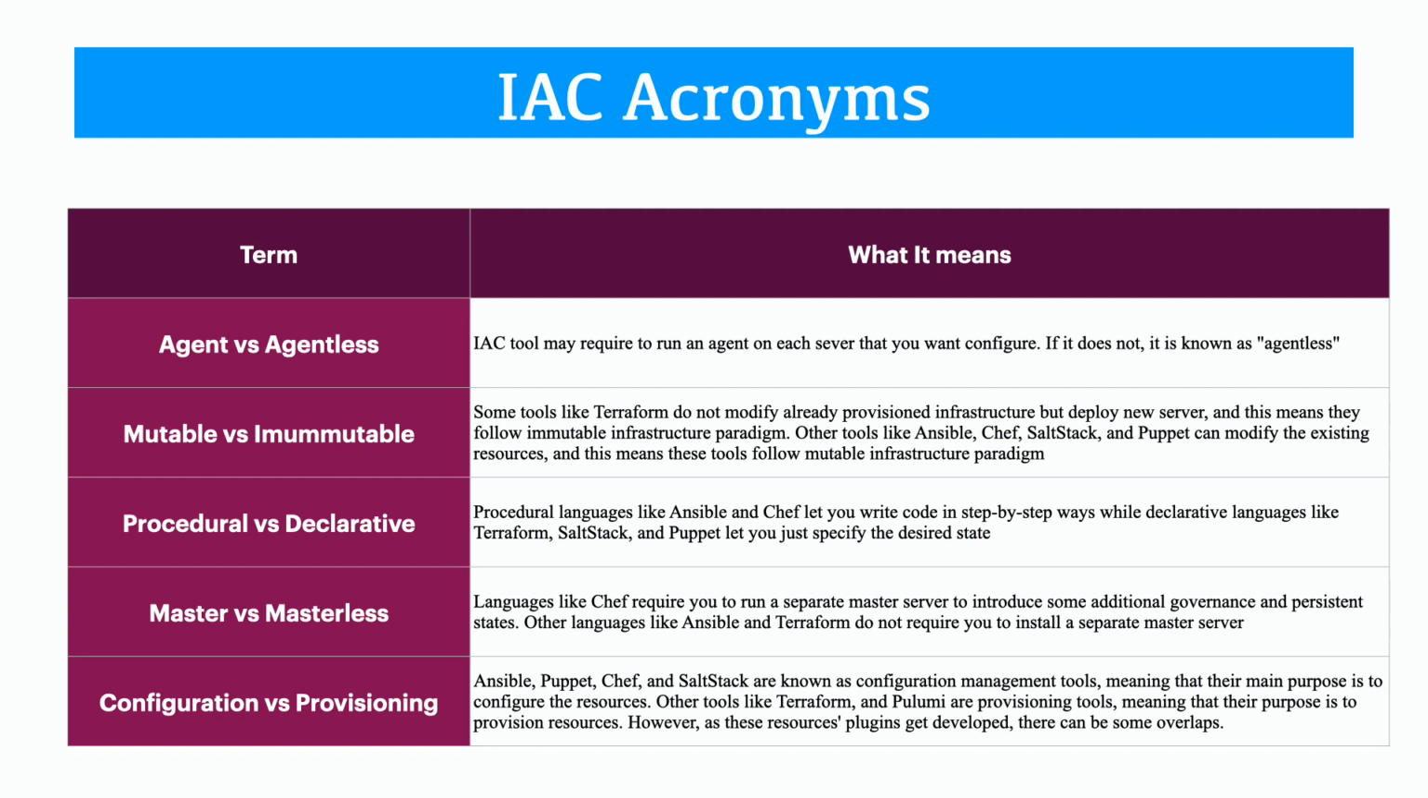Configuration versus provisioning. Ansible, Puppet, Chef, and Saltstack are known as configuration management tools, meaning that their main purpose is to configure resources. Other tools like Terraform and Pulumi are provisioning tools, meaning that their main purpose is to provision resources. However, as these tools get deployed and developed, there can be some overlaps.